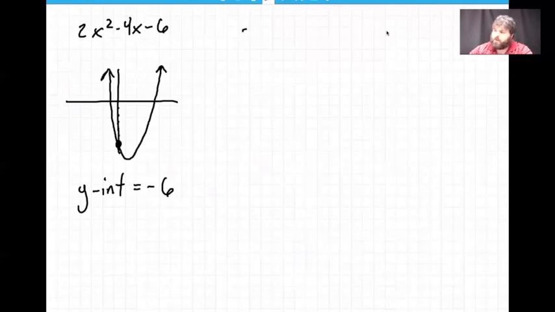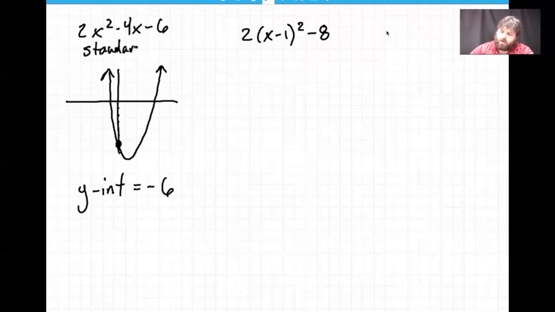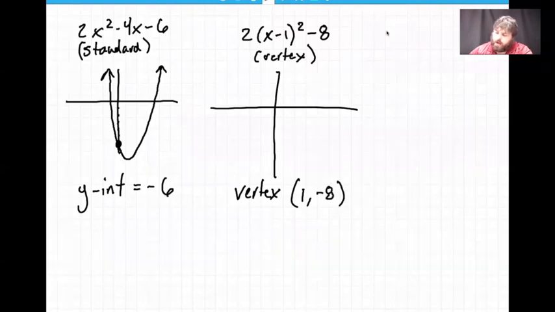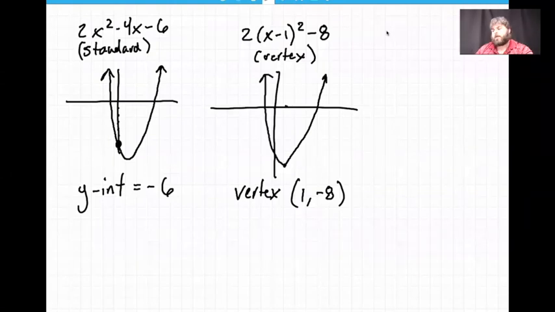All right, let's look at this other form. 2 times x minus 1 squared minus 8. This one is called vertex form. And what does it tell us? It tells us the location of the vertex. The easiest number to plug in would be 1. When I do that, I get back a -8. So 1, -8 is the location of the vertex. So here is basically what the parabola looks like.